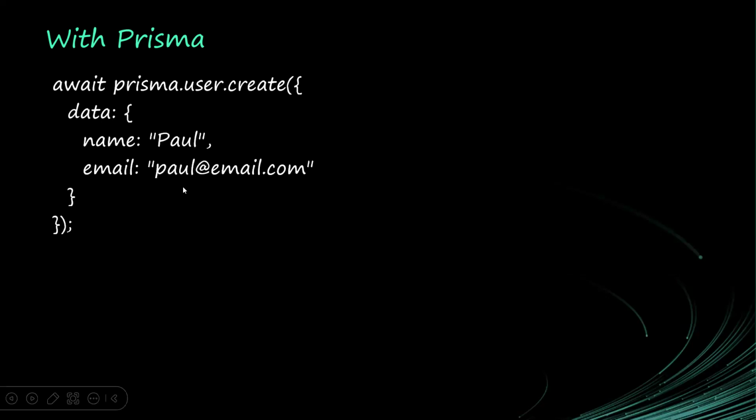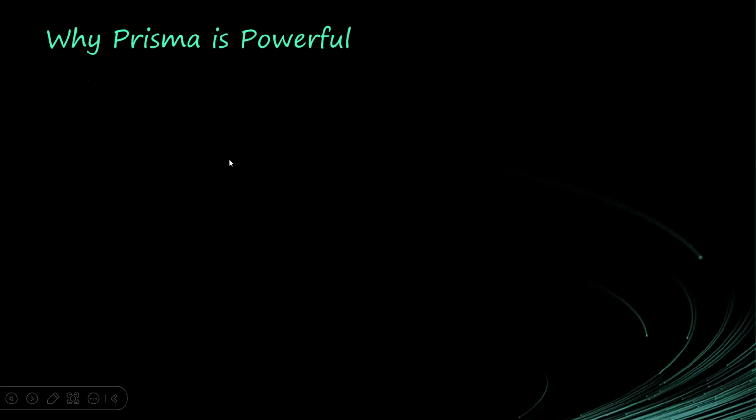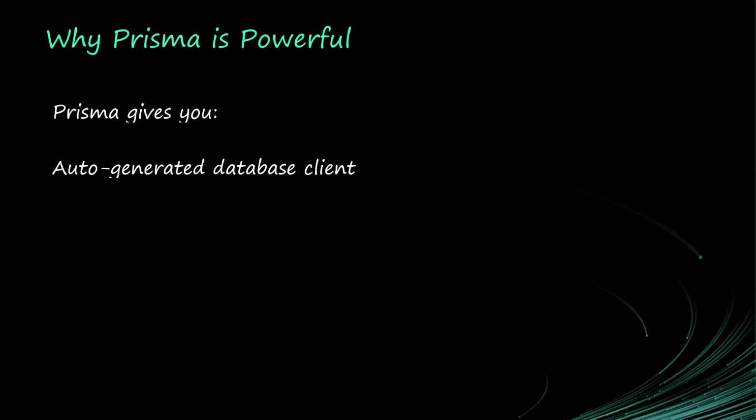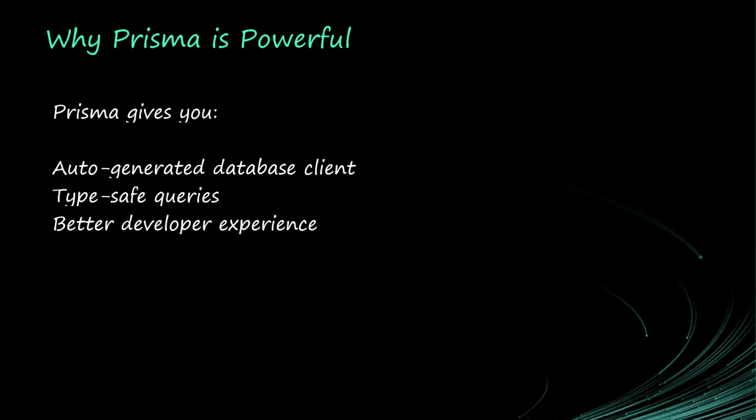So Prisma makes connecting to the database very easy. This is very clean. It's cleaner, it's safer, and it's easier to scale. I'm telling you, don't worry, you're going to see what we do now. Why is Prisma powerful? It gives you an auto-generated database client. It makes your code type safe. It helps you with better developer experience. It also gives you schema-based modeling. Remember, MongoDB does not actually have schemas, but Prisma will give you that schema-based modeling.